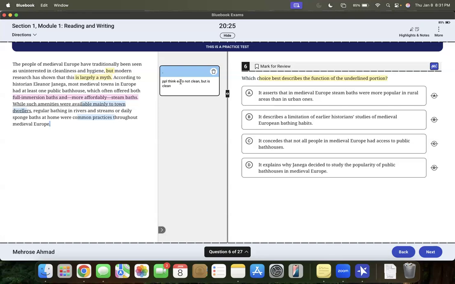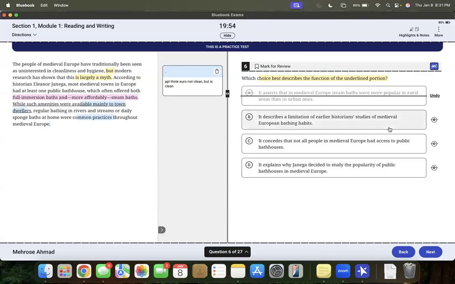Now, which choice best describes the function of the underlined portion? Well, from our reading and understanding of it, they're talking about amenities and saying they're mainly available to town dwellers, but saying that, bathing also happened at people's homes. All right. So what makes the most sense? Again, cross-elimination. A, it asserts in medieval Europe, steam baths were more popular in rural areas than urban ones. There is no discussion of rural versus urban, so no.